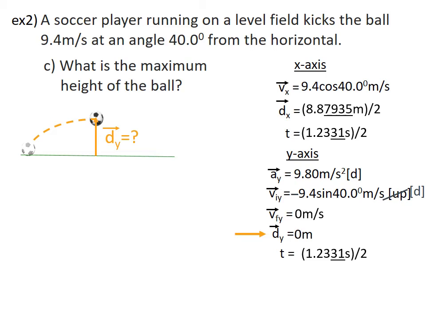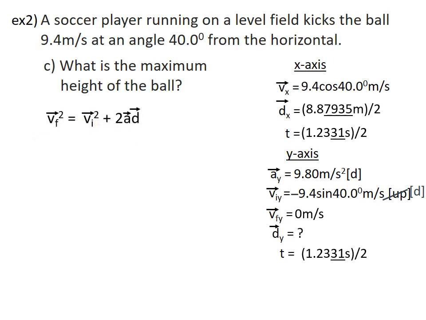And the displacement in the y-axis, that's what we're looking for. The formula I'm going to use is Vf squared equals Vi squared plus 2AD. Since Vf squared equals 0, 0 squared equals 0, so I can eliminate Vf squared. So I now have 0 equals Vi squared plus 2AD.